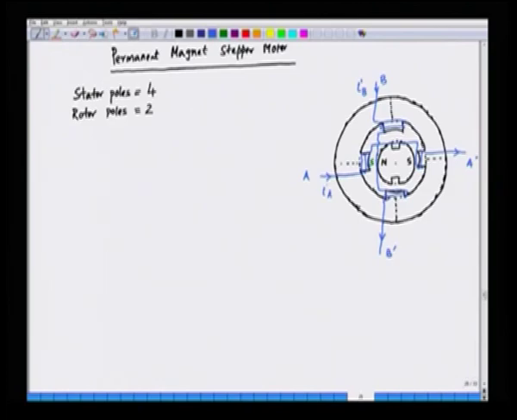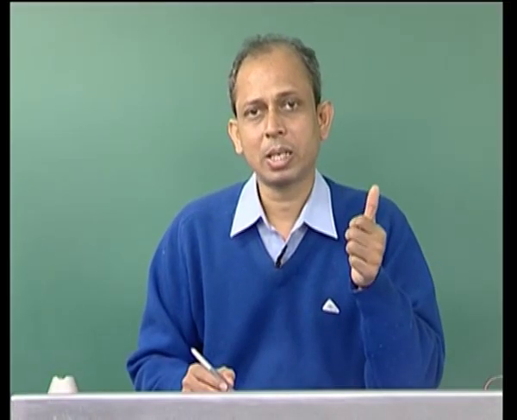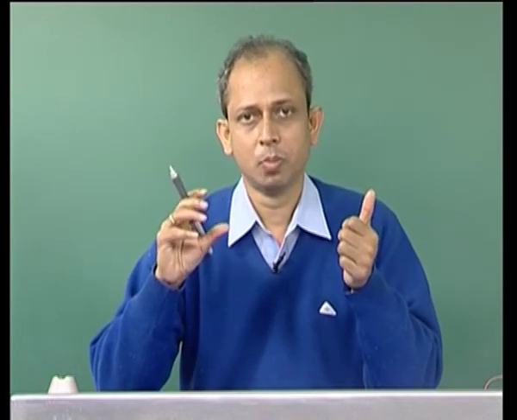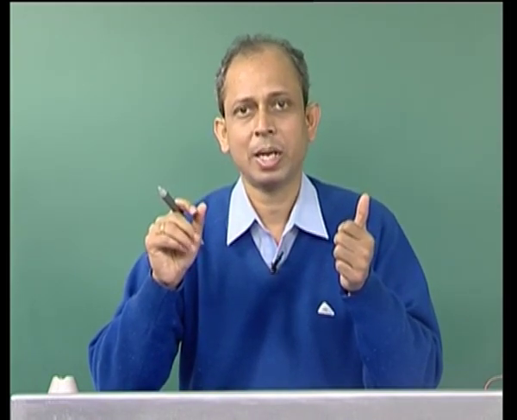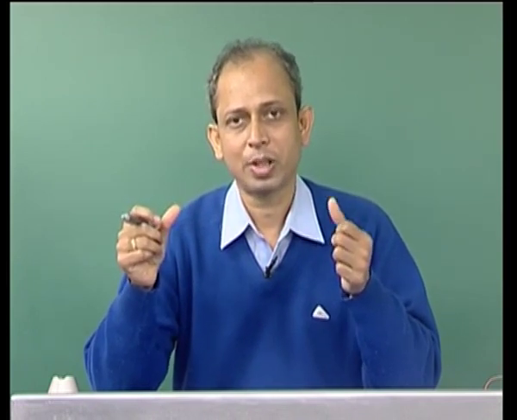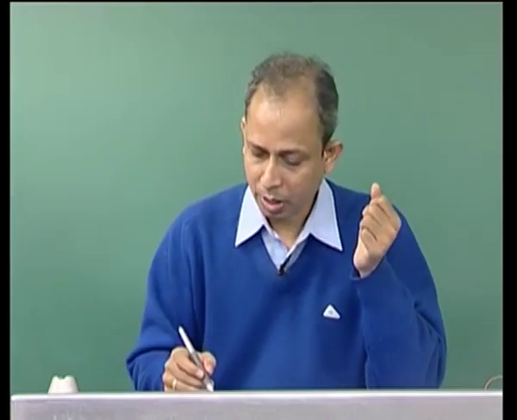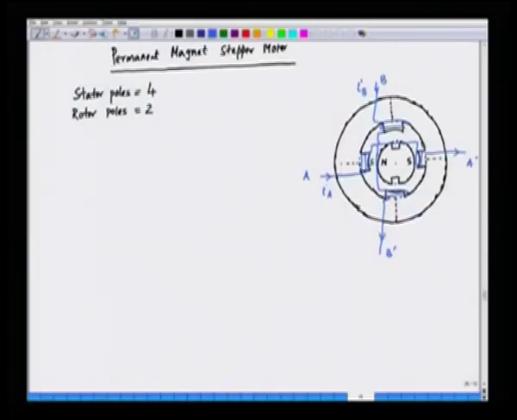When a south pole is created, it will attract the north pole of the rotor. The rotor pole moves and aligns itself in such a way that the north pole of the rotor faces the south pole of the electromagnet in the stator. So, this is the position of equilibrium. The north pole of the rotor is attracted by the south pole of the stator.